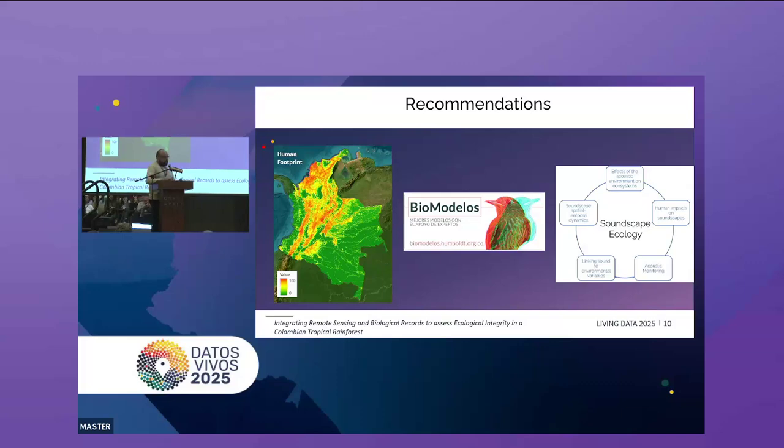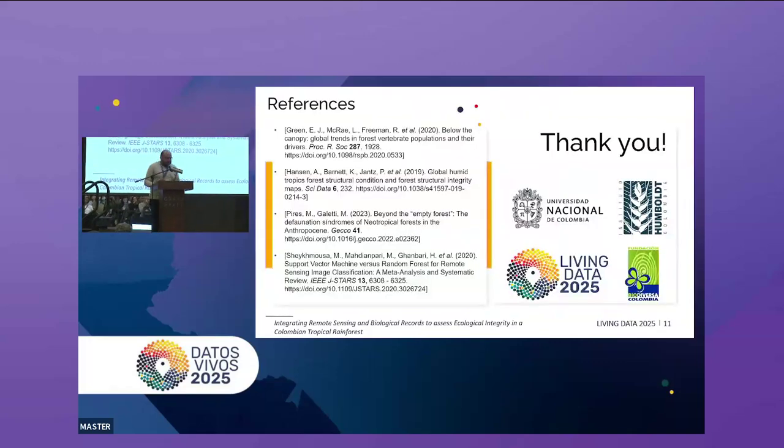So for future recommendations, we want to compare the data with human footprint, maybe to understand not only the patches of the forest, but the surroundings, to understand what kind of human activity impacts the forest structure the most. Use another kind of biological data beyond the records, maybe the results that we got with biomodels, and using another kind of data about the presence of the species, like soundscape ecology. So thank you so much for your attention.